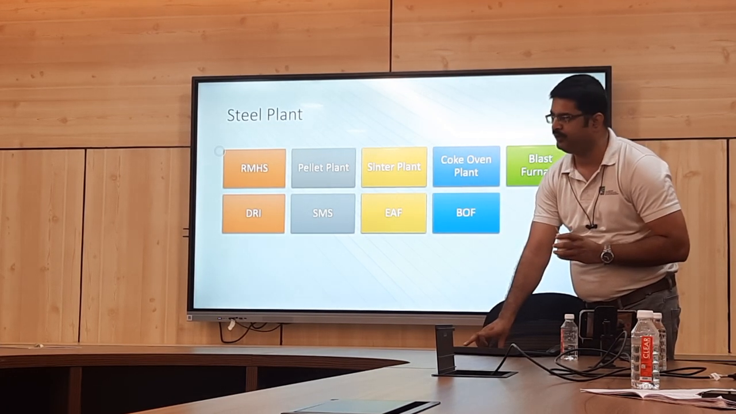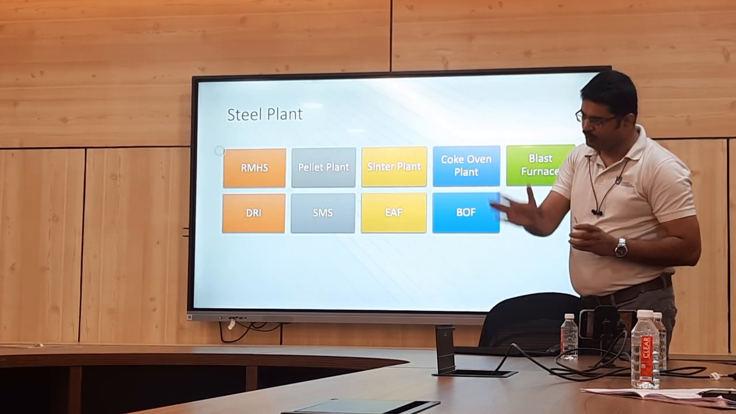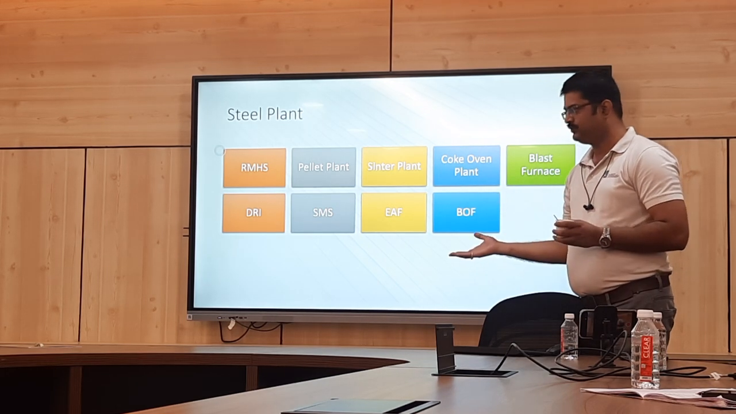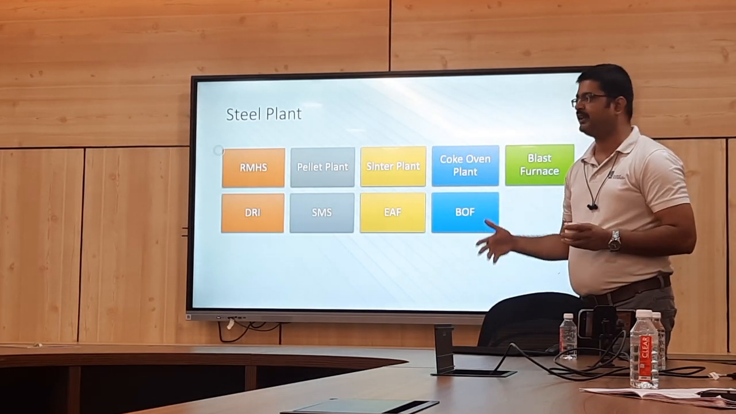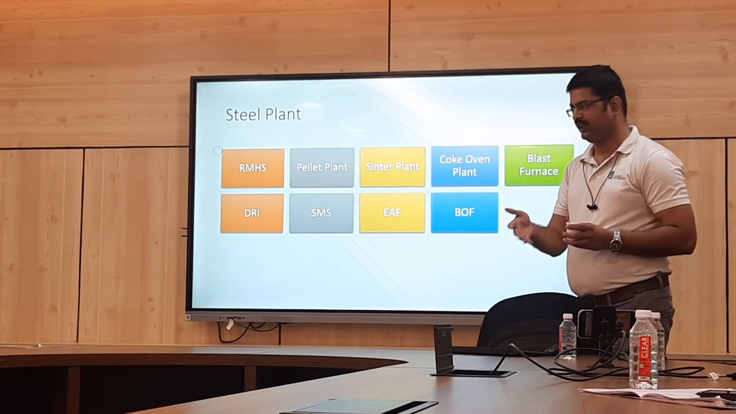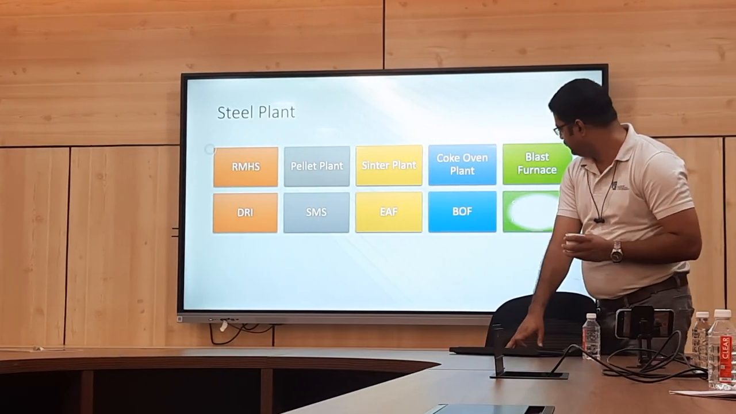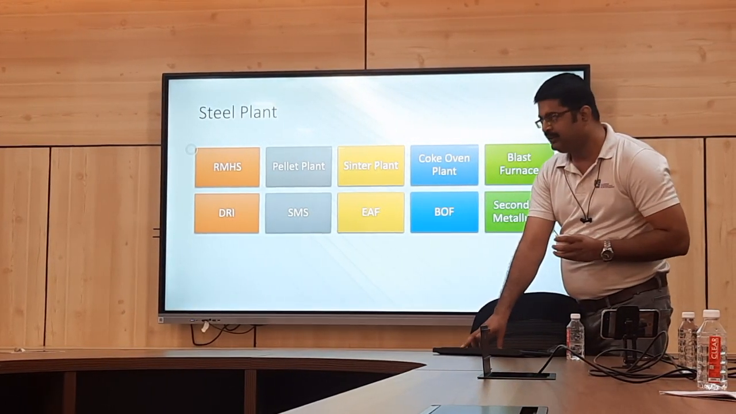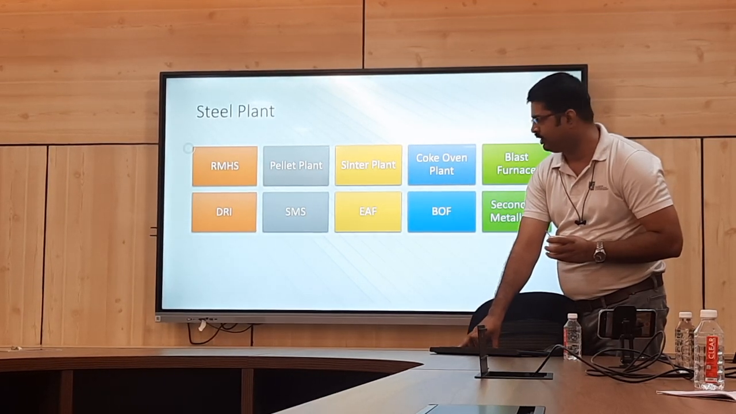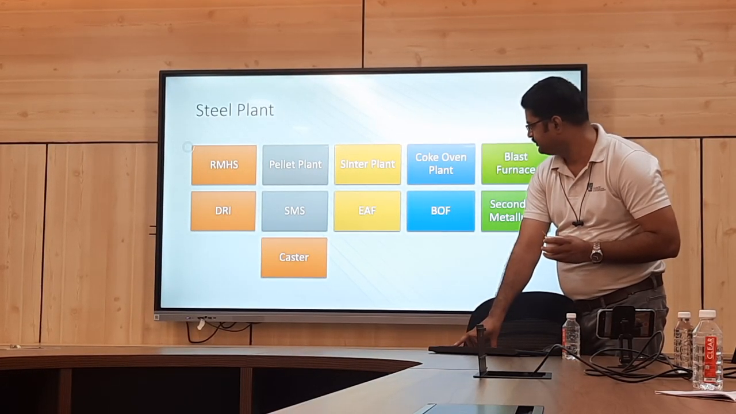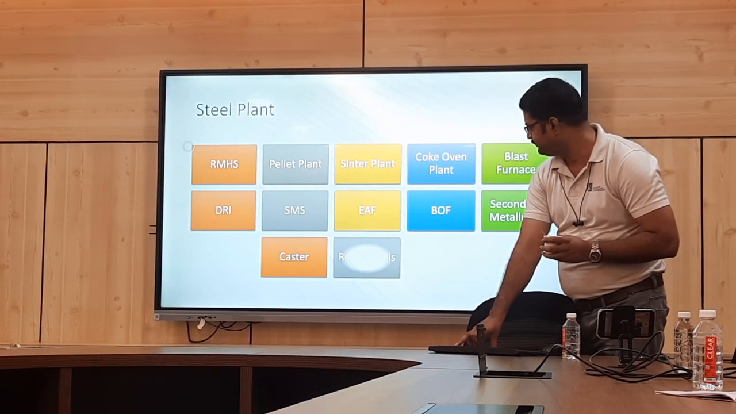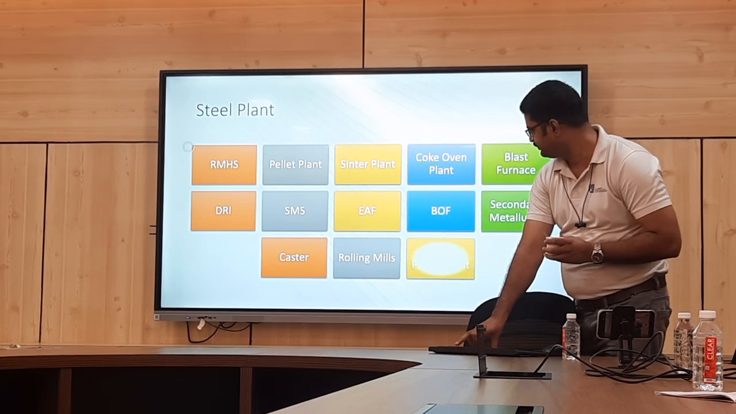So normally if we go BOF route or EF route, some big steel plant like Jindal, Tata, JSW install in both routes, in all the routes. Secondary metallurgy includes ladle furnace and all these things. Now caster and rolling mills.